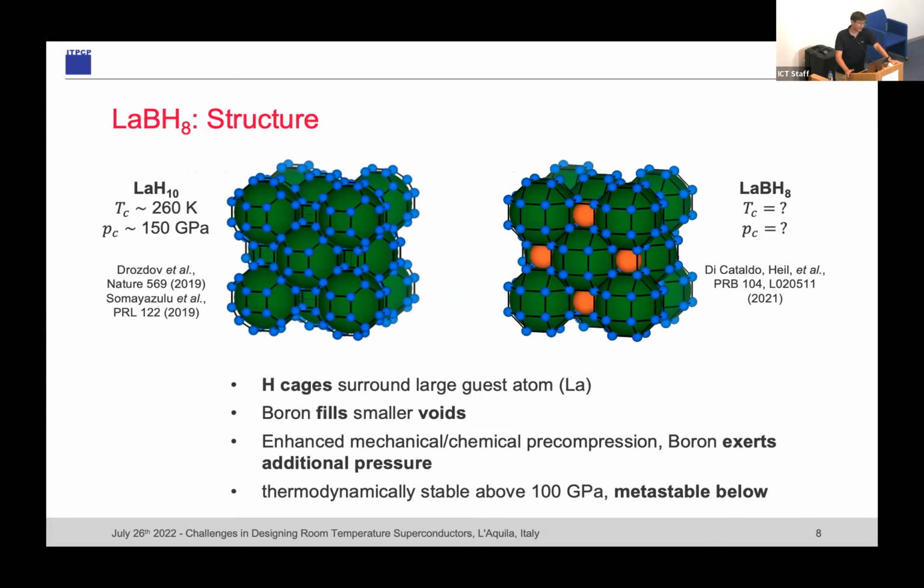And this then leads, as has been mentioned before, to an enhanced mechanical and chemical pre-compression, and boron exerts this additional pressure. I want to summarize these findings by Simone by saying that this compound is thermodynamically stable above 100 gigapascals, and is metastable below. And as already mentioned by Chris Pickard, it might not be the best idea, if you're searching for a very good superconductor, to look at the ground state structure, because the metastable structures might actually be the ones that are more interesting in terms of what's going on at the Fermi surface and so on.